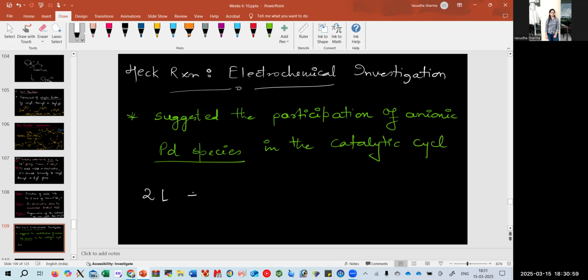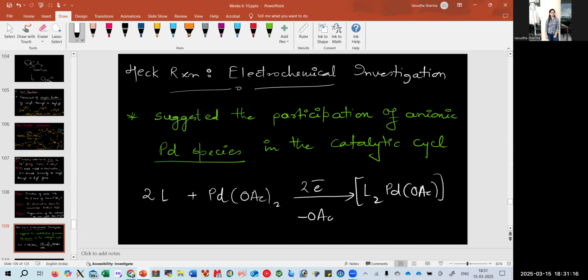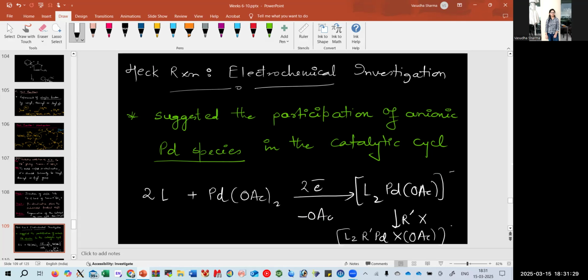We have two ligands, palladium acetate, which loses two electrons to the acetate, and two electrons are there, forming OAc minus outside. When R-X is introduced, it forms palladium X OAc minus.